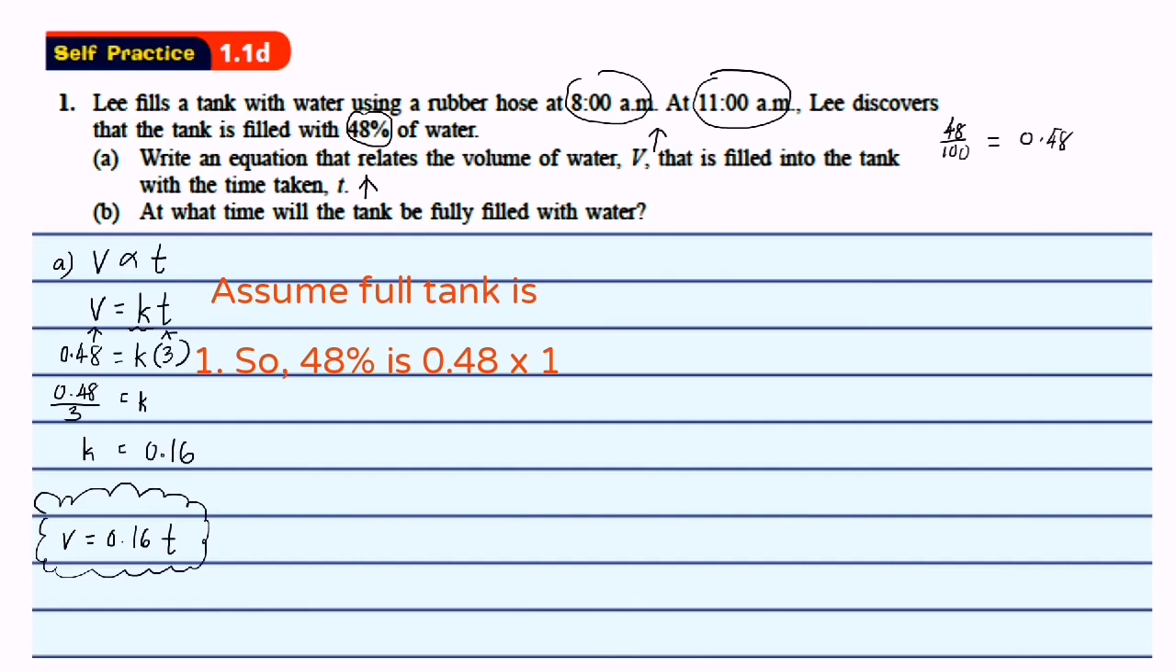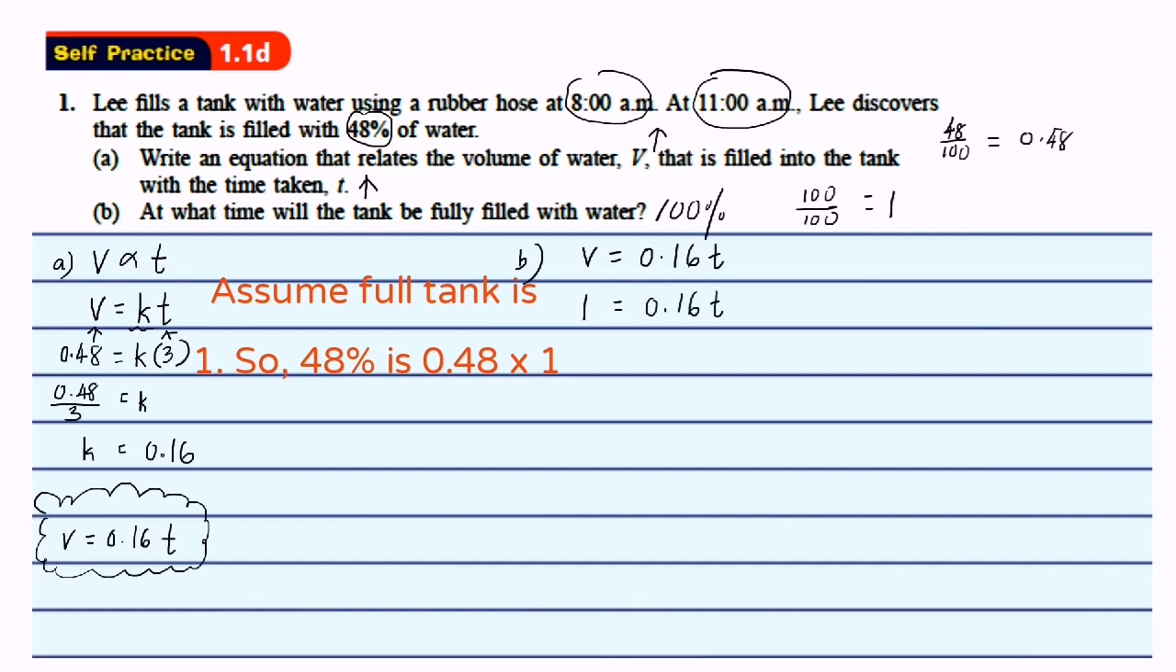B. At what time will the tank be fully filled with water? So fully filled with water is 100%. If written in fraction, it is 100 over 100. Okay, so now we use the complete equation. V equals 0.16 T. Now the volume is 1, equals 0.16 T.